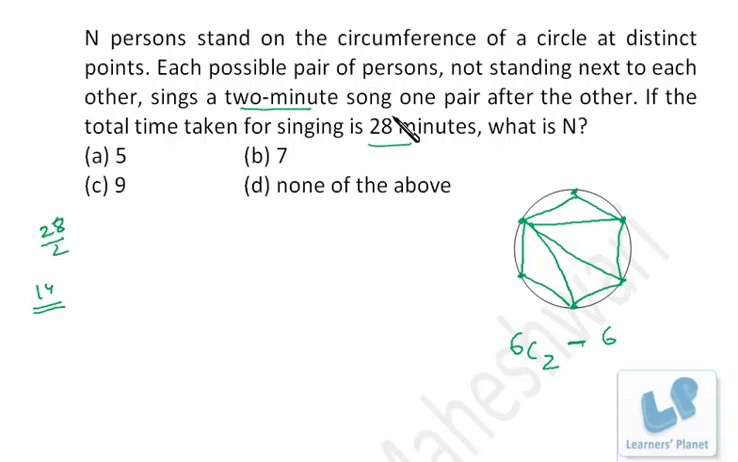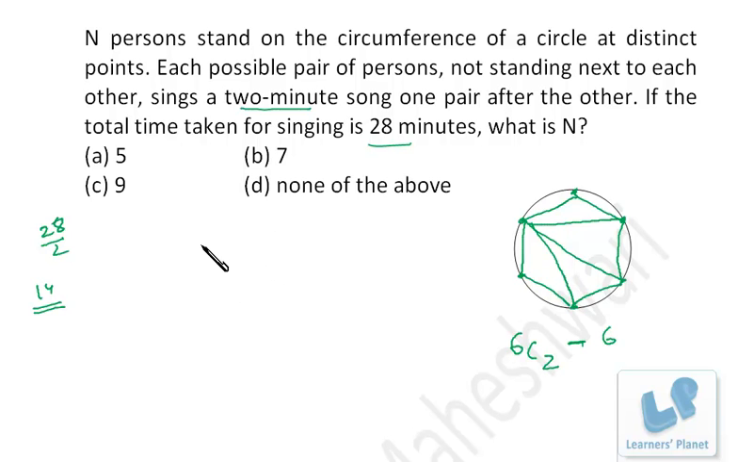Here also everybody is singing a song with the other person except the person who is standing next to him, right? So precisely we have to calculate the number of diagonals of this polygon, and in this case the number of diagonals is given, but we have to find the sides of the polygon, right? The concept is quite similar. If you just think carefully, you'll come to know.